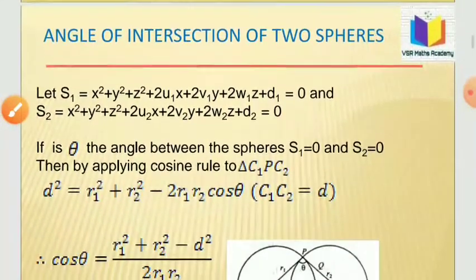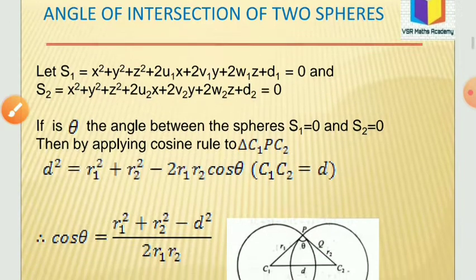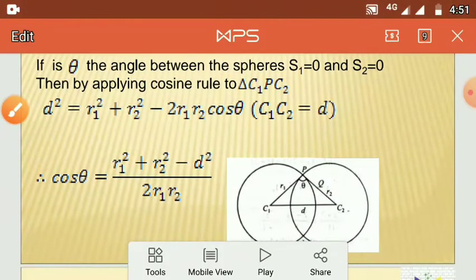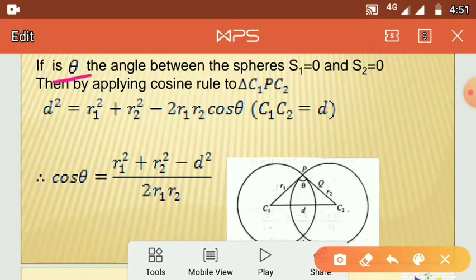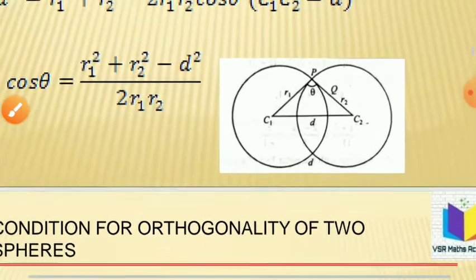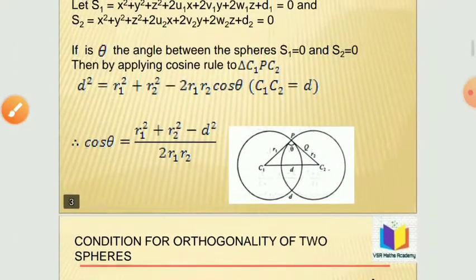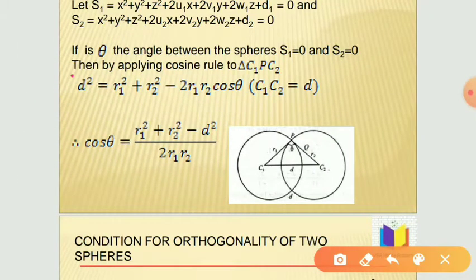See this. Suppose S1 equal to 0 is one sphere and S2 equal to 0 is another sphere. Suppose theta is the angle between the two spheres. As shown in the diagram, you can see that theta is the angle between the two spheres. So we can take triangle C1PC2. I will draw this triangle. You can see in the diagram, here is the triangle C1PC2. Then we apply the cosine rule to triangle C1PC2.